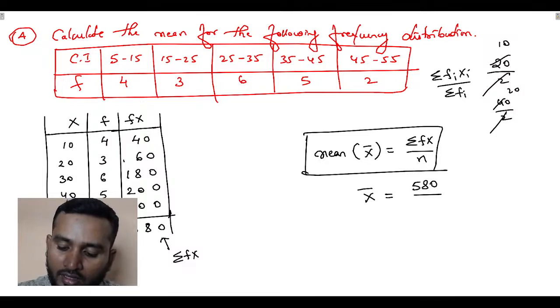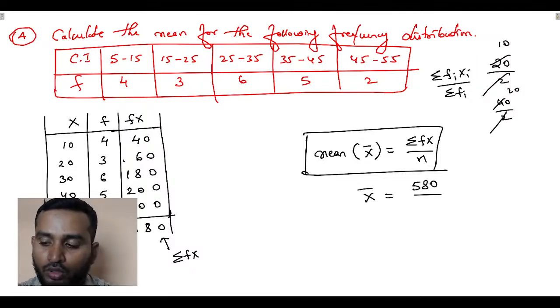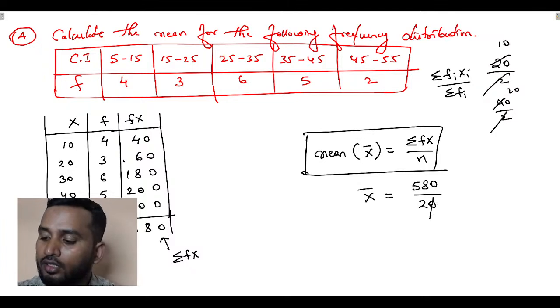So, this 20 is nothing but sigma fi, that can also be written as n, both are one and the same. So, what is the value of n? That is 20. Then the 0s get cancelled, 2 1s are 2, 2 2s are 4, remainder is 1, 2 9s are 18. So, the value of mean is 29.